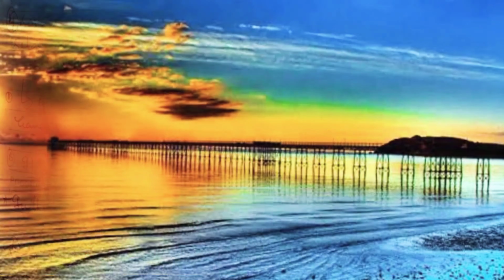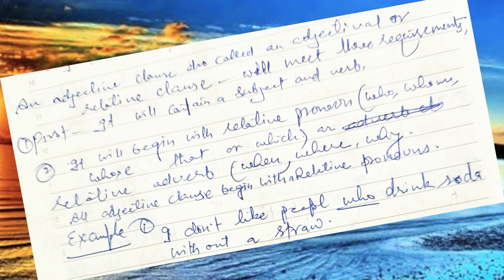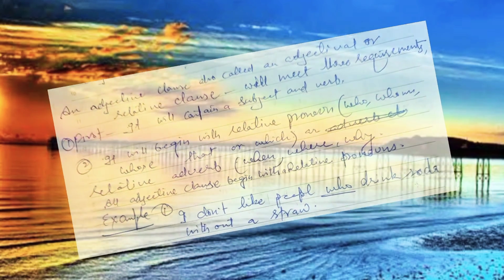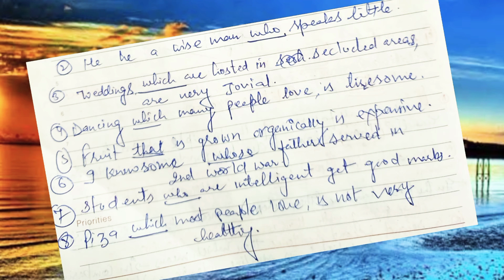See yourself. Dear student, an adjective clause, also called an adjectival or relative clause, will meet three requirements. First, it will contain a subject and verb. Second, it will begin with a relative pronoun who, whom, whose, that or which, or begin with a relative adverb when, where, why. All adjective clauses begin with relative pronouns, like: I don't like people who drink soda without a straw. Weddings which are hosted in secluded areas are very jovial. There are some more examples. See yourself.